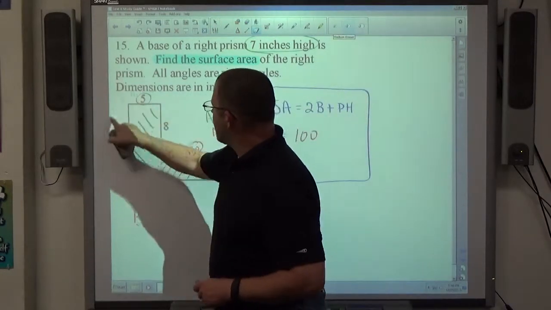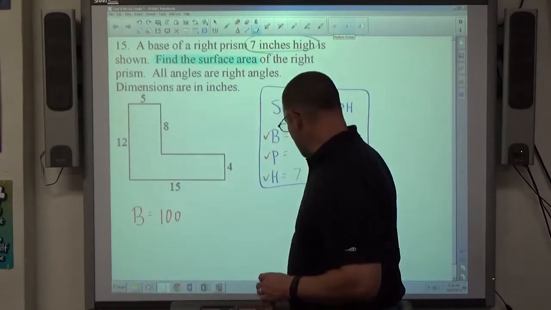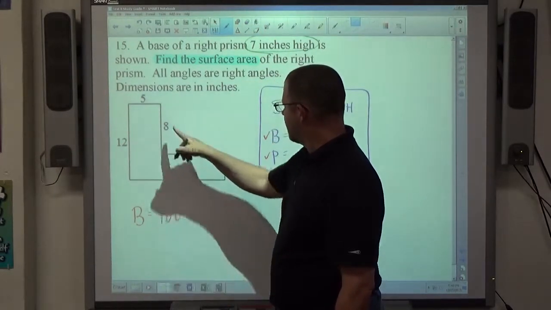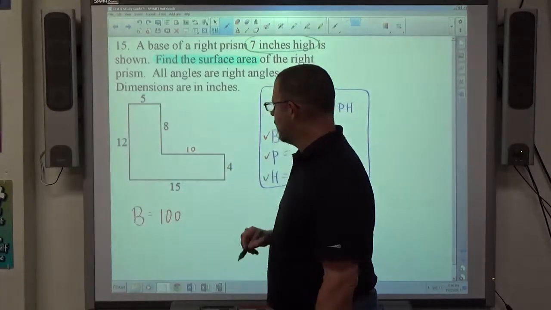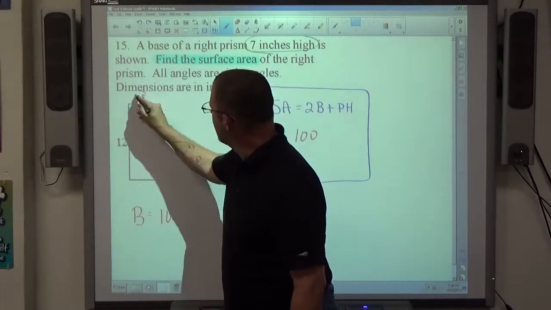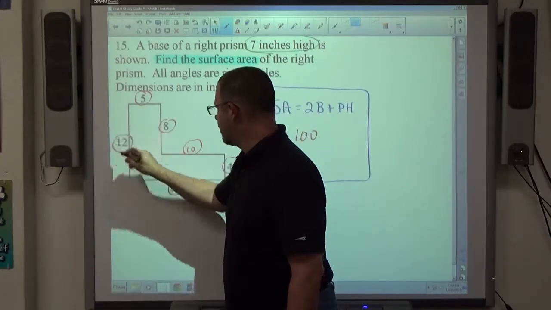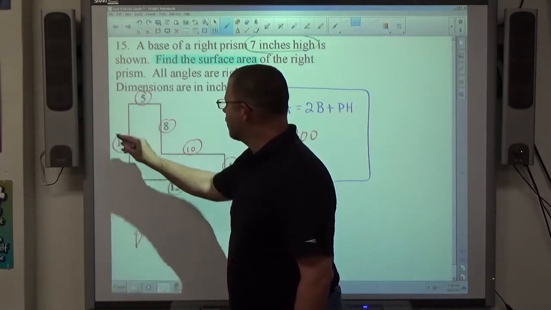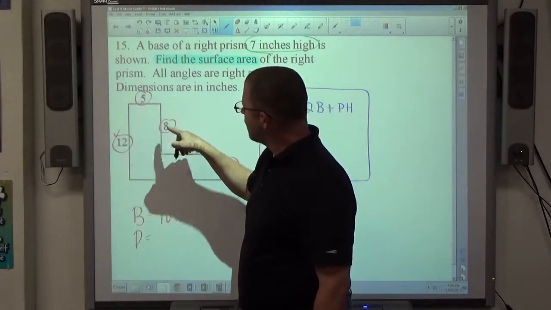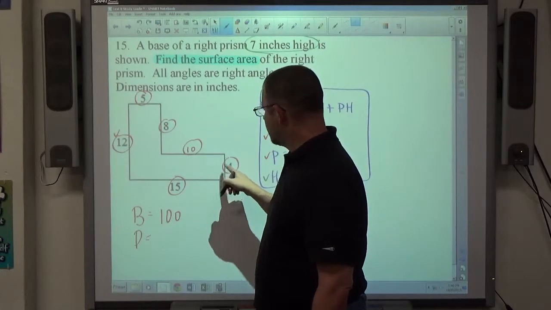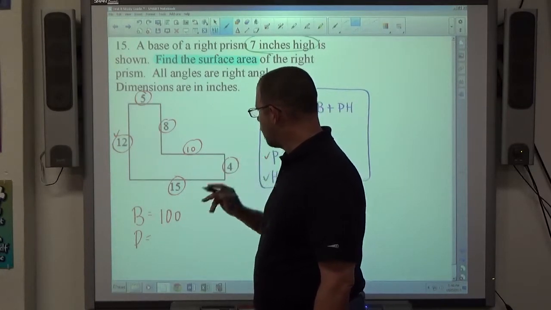As far as perimeter of base is concerned, we want to add up all the sides. And again, I have this missing side we've already established as 10. That's 8, that's 4, that's 10, that's 5, that's 12, that's 15. All 6 sides are known. So 5 and 8 and 10 and 4 and 15 and 12 are all the sides. If we add them up starting here, 12 plus 5 is 17, plus 8 is 25, plus 10 is 35, plus 4 is 39, plus 15 is 54.